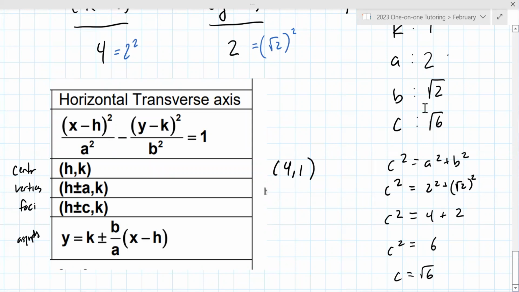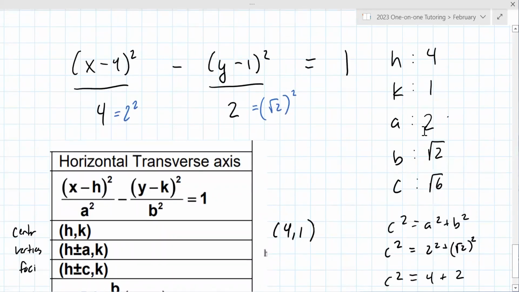H plus or minus A, so it's 4 plus or minus 2. We actually have to do it this time. There's 2 of them. 4 plus 2 is 6, 4 minus 2 is 2. And then the K is the 1 and the 1. And the H plus or minus C, that's 4 plus or minus square root of 6, comma 1. That's it for that one.